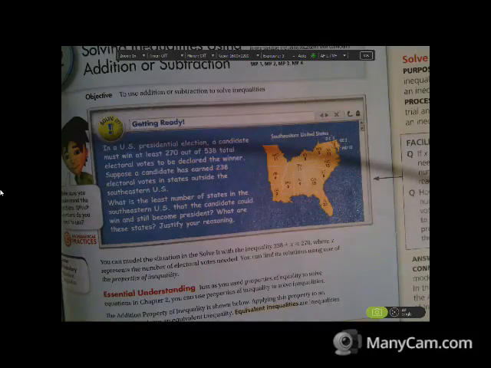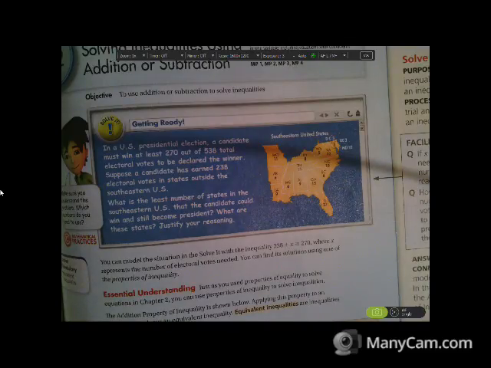In a U.S. presidential election, a candidate must win at least 270 out of 538 total electoral votes to be declared the winner. Suppose the candidate has earned 238 electoral votes in states outside the southeastern U.S. What is the least number of states in the southeastern U.S. that the candidate could win and still become president? What are these states? Justify your reasoning.